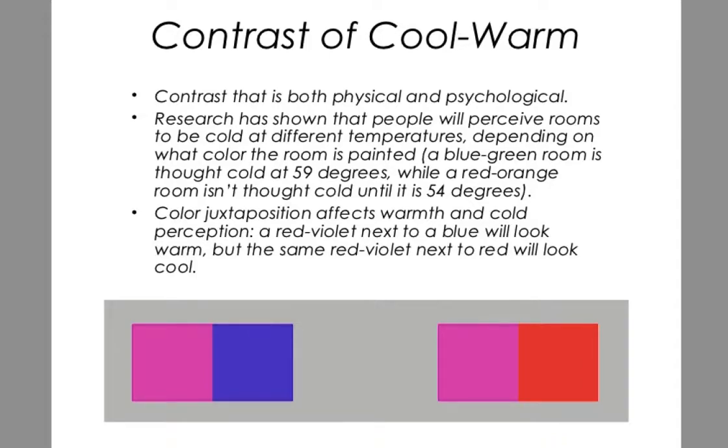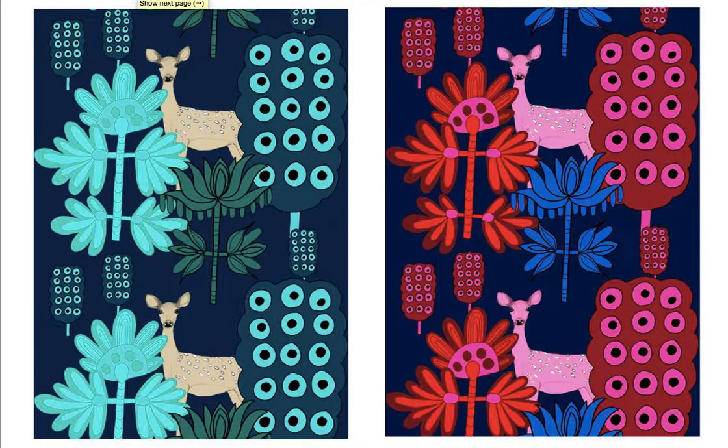You also want to think about color temperature. Cooler and warmer colors used together. Usually the warmer colors will come forward and draw your eye in. In this Marimekko print, the ground is the same color, but then the motifs on this side are warmer, so they jump forward.